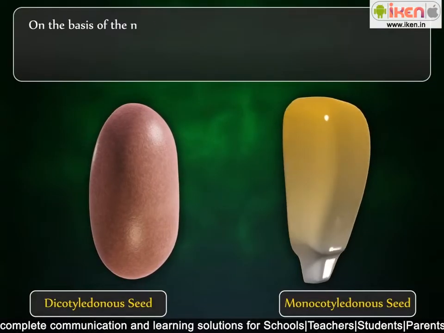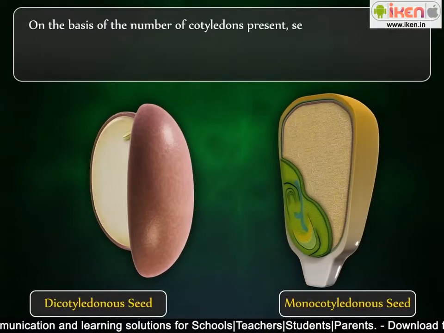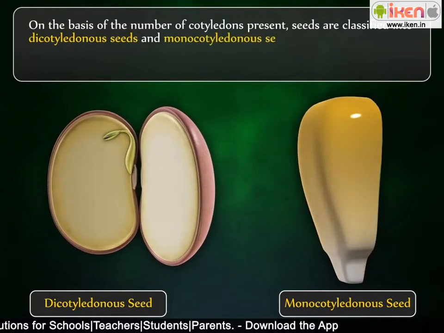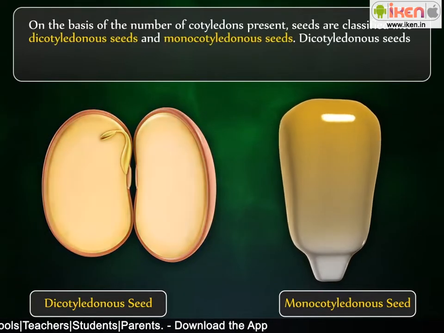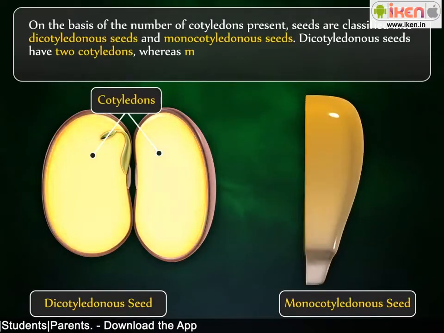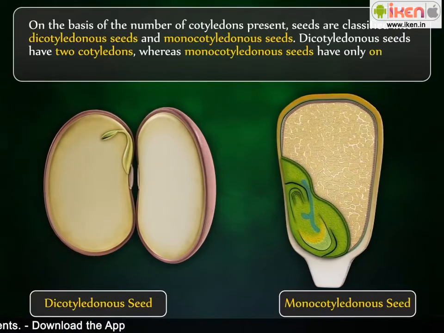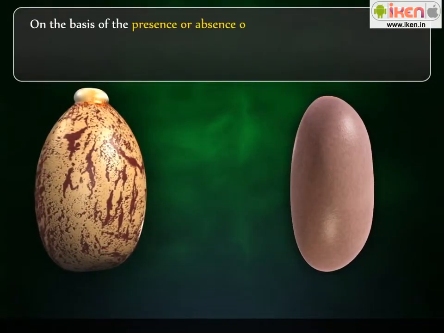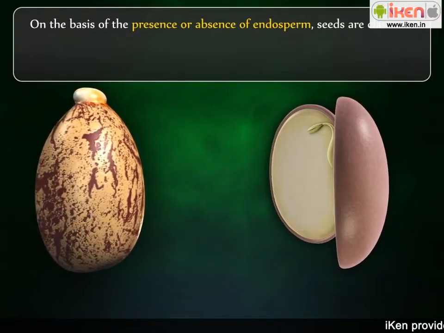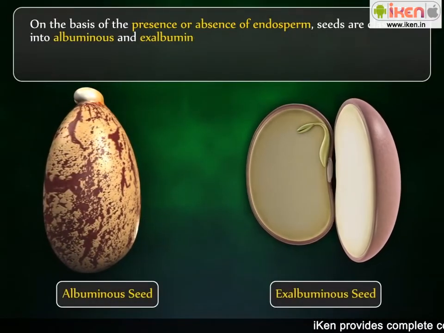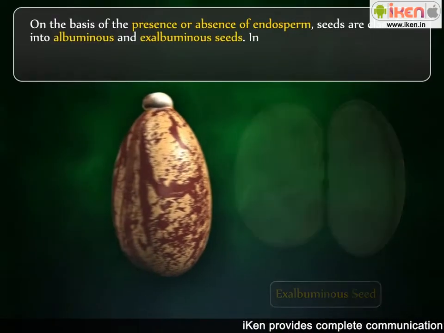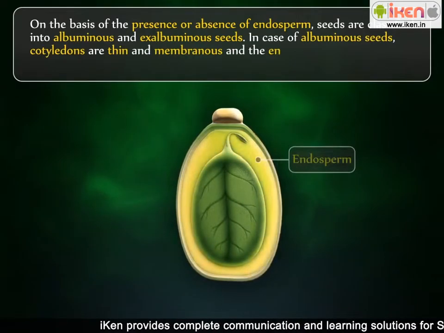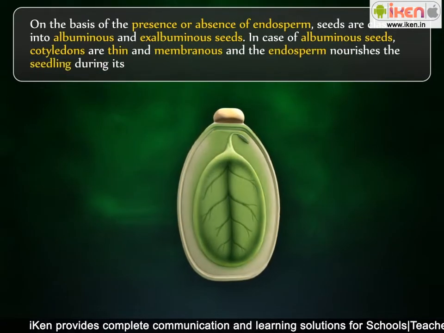On the basis of the number of cotyledons present, seeds are classified into dicotyledonous seeds and monocotyledonous seeds. Dicotyledonous seeds have two cotyledons, whereas monocotyledonous seeds have only one cotyledon. On the basis of the presence or absence of endosperm, seeds are classified into albuminous and exalbuminous seeds. In case of albuminous seeds, cotyledons are thin and membranous, and the endosperm nourishes the seedling during its early development.